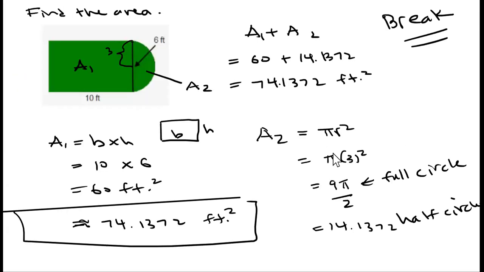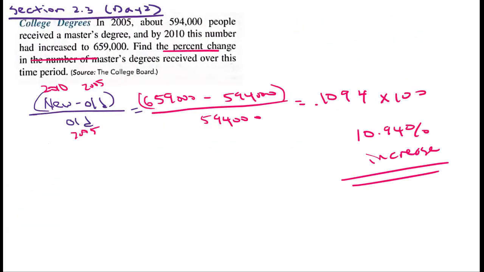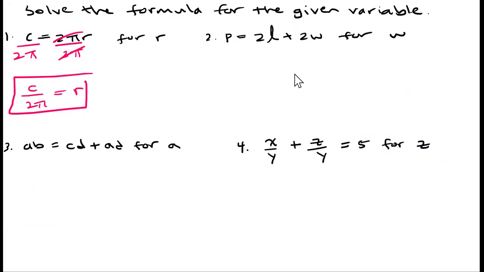Okay, let's look at the second one. All right, we have P is equal to 2L plus 2W and we want to solve for W. So what's our first step here? Yeah, we want to get W alone. So what do we do here?